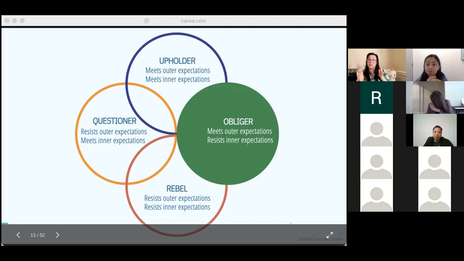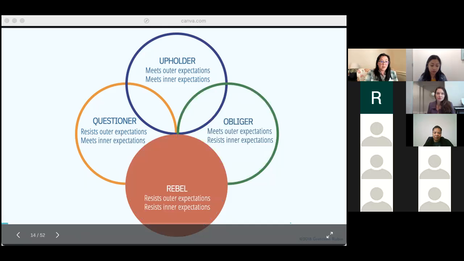So when I was younger, I tipped quite a bit more toward obliger rebellion, and experience has taught me, and tools and practice has taught me how to do things like be able to say no and have a better sense of my own capacity, that I tip more toward obliger upholder now. And that's kind of what that can look like.